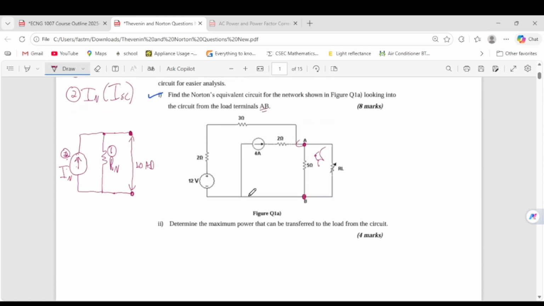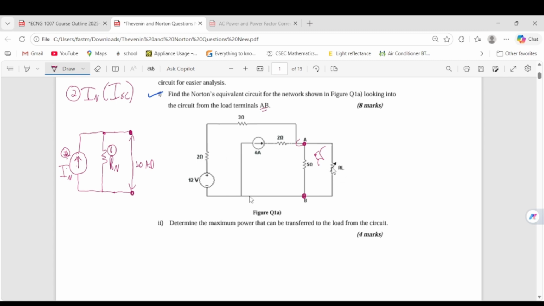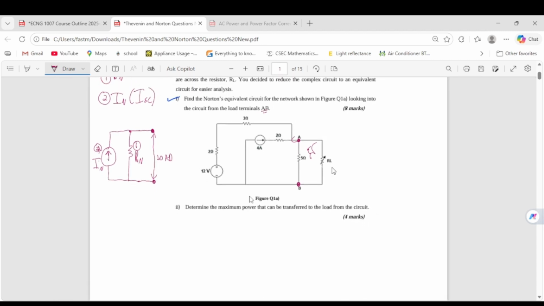So the first thing we have to do to get RN is remove the load resistor. This will be removed from the circuit and you'll just redraw the circuit with some changes. So the first thing I do is remove this. So all this branch here is no longer in the circuit. You'll basically have two terminals here, an A terminal here and a B terminal here, right?